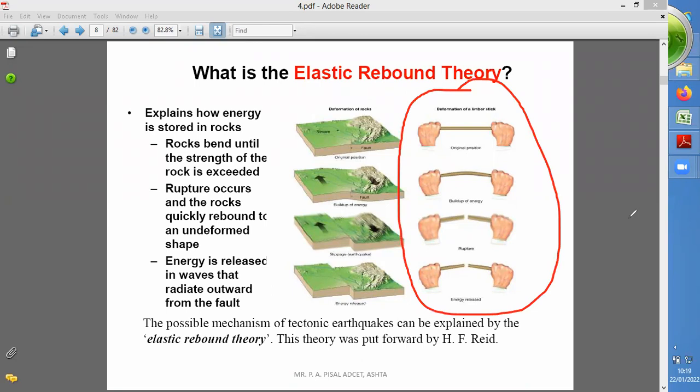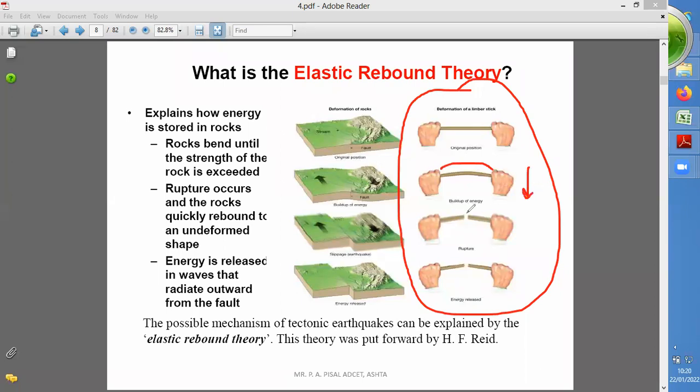In the first step, suppose you are holding a wooden stick, or your scale is there, okay? When you apply pressure on that stick or scale from both ends with your hand, first what happens? First, that straight scale or stick will be bent, okay? It gets some curvature. Now, still you are applying pressure on the stick or scale. What will be the next step?